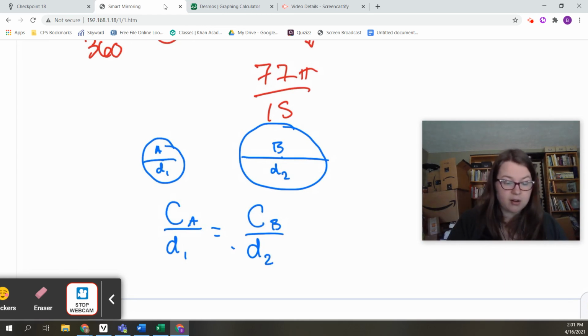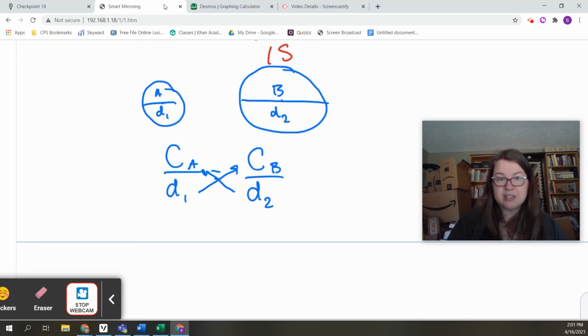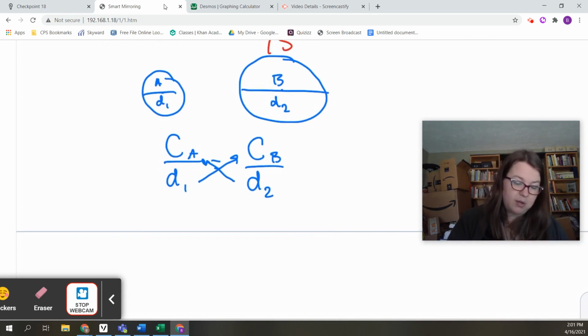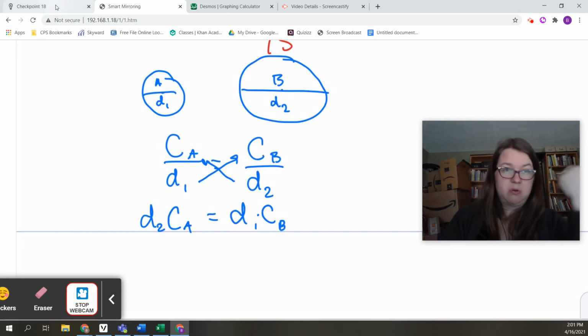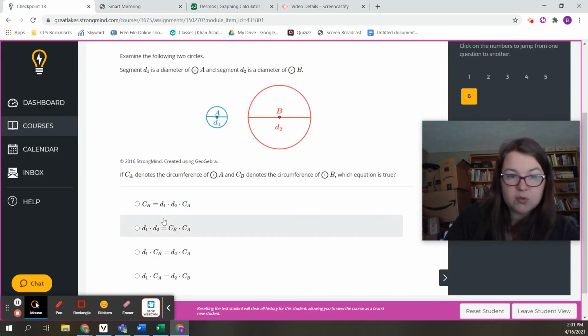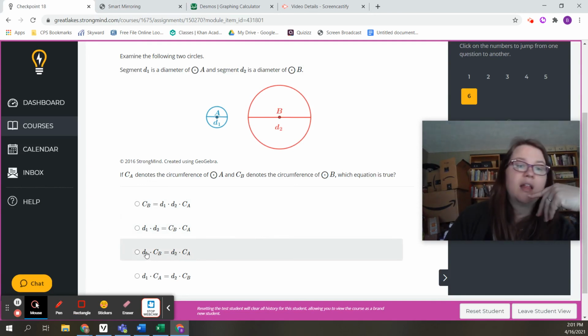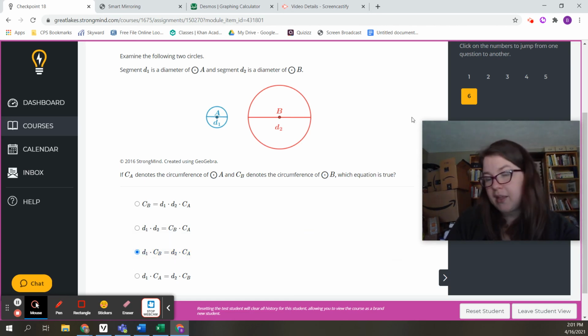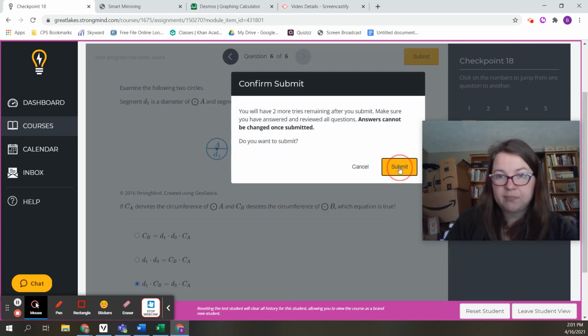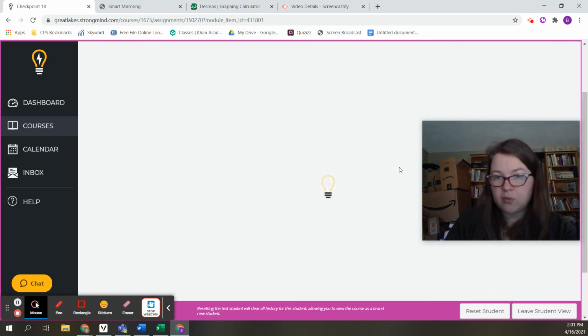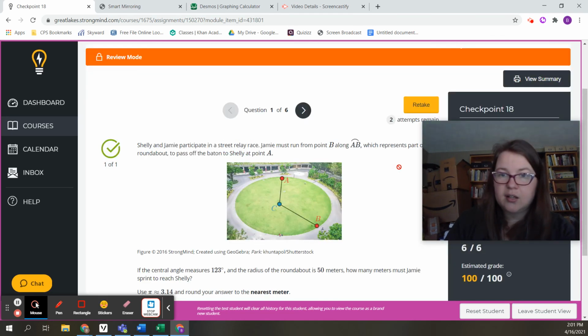But if we did the cross product on these things, we would still have equivalent statements, but it would just look like this. So we'd have the diameter of 2 and the circumference of A is equal to the diameter of 1 times the circumference of B, which is true. What does that help you know about the circumference? I'm not sure, but that's what we're looking for. We're looking for the diameter of 2 and the circumference of A, and the diameter of 1 and the circumference of B. Weird question. Didn't help anybody learn anything. Okay, that is checkpoint 18 in all the workbooks. So good luck on getting that done.